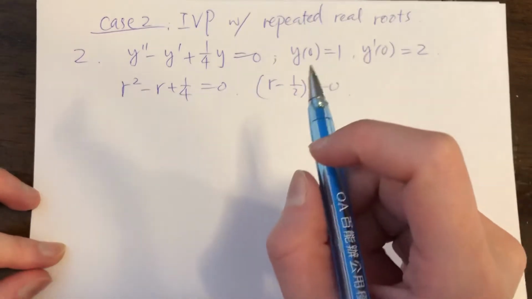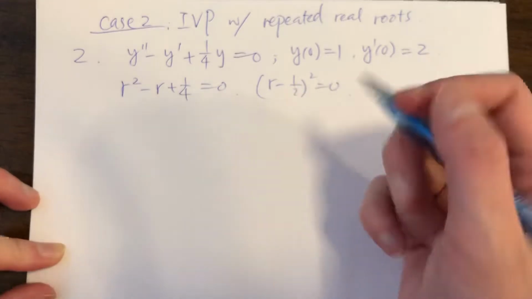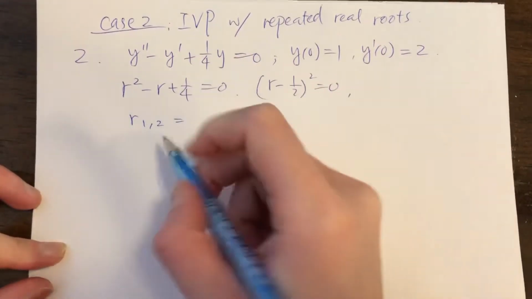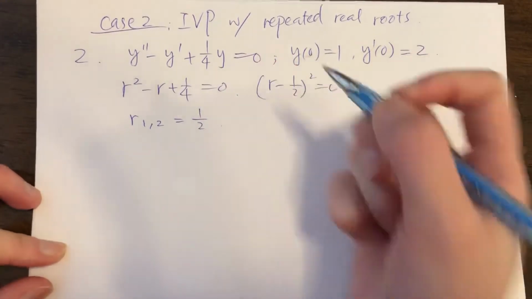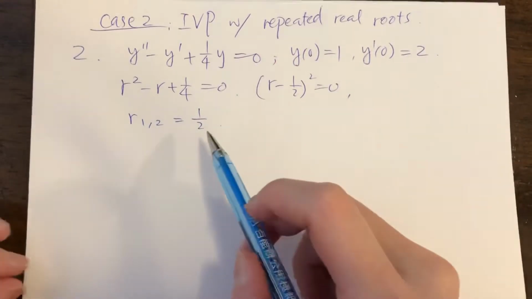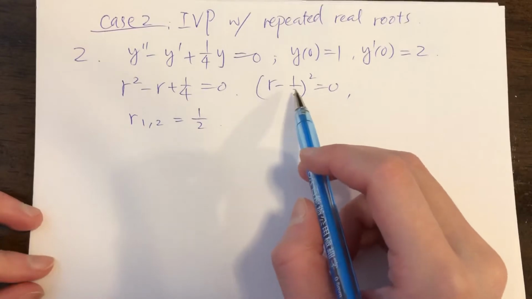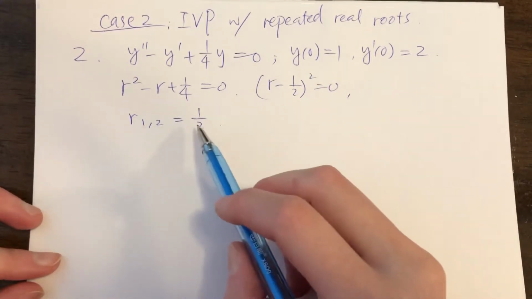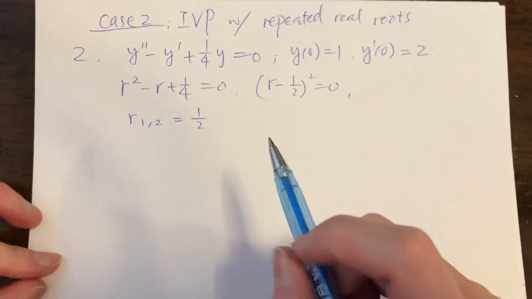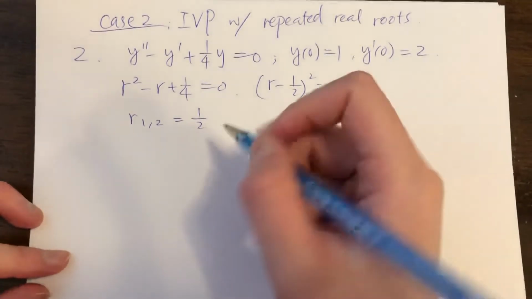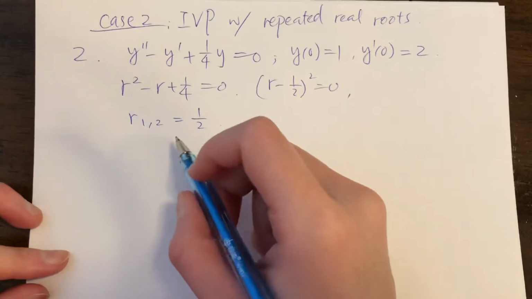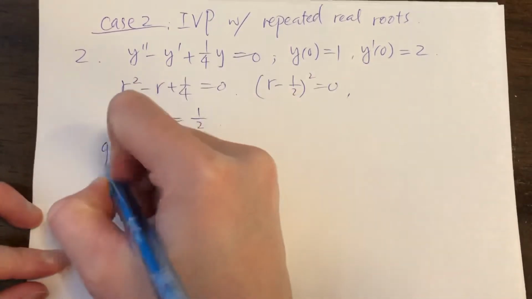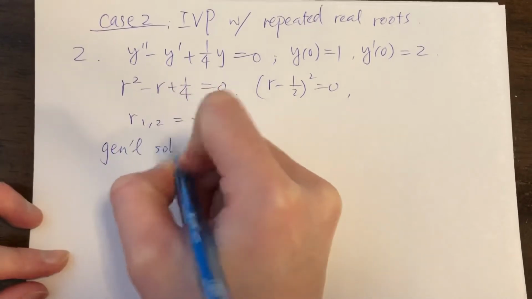So we like to think of them as r1, 2. Both of them are 1 over 2. So this is kind of weird. Even though we only have one value, we want to think of them as two roots, but they are equal to each other. But here is the important thing that you do with them. If you have repeated real roots, the way you write down your general solution is the following.